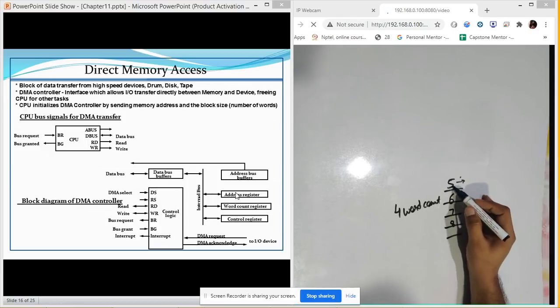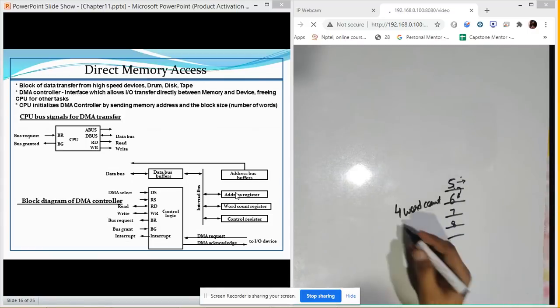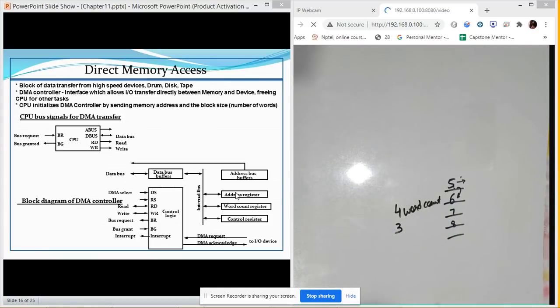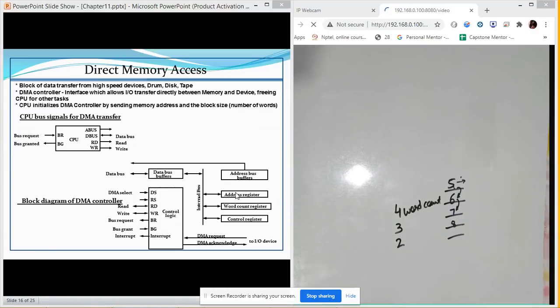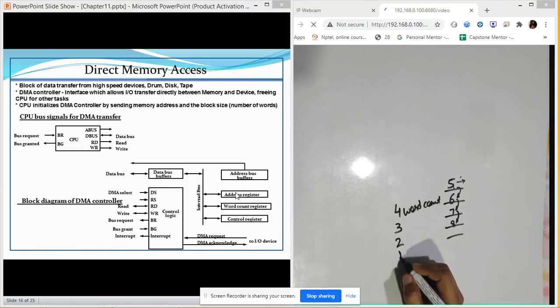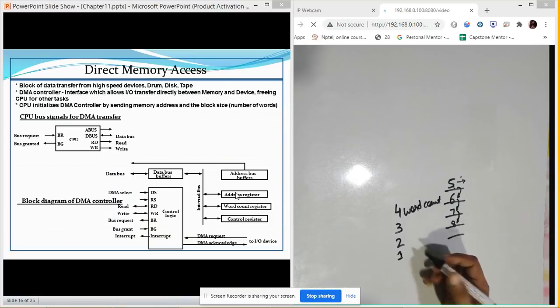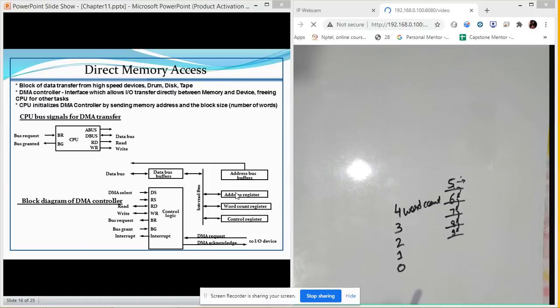So like earlier it was 5, then it will become 6 for the next iteration, and this word count will become 3. Then it will move to the next one, then word count will become 2. Then it will move to the next one, and the word count will become 1. Then it will move to the next one, like ninth, and the word count will become 0. So at 0, this is done.